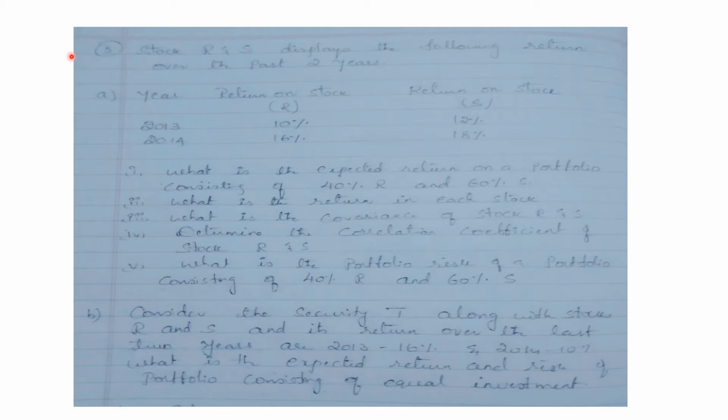Here, the question asked is, what is the expected return on a portfolio consisting of 40% R and 60% S? This is the first question. Then the second one is, what is the return in each stock? So you have to find the return for each stock. And what is the third one? What is the covariance of stocks R and S? So you also have to find out the covariance of stocks R and S.